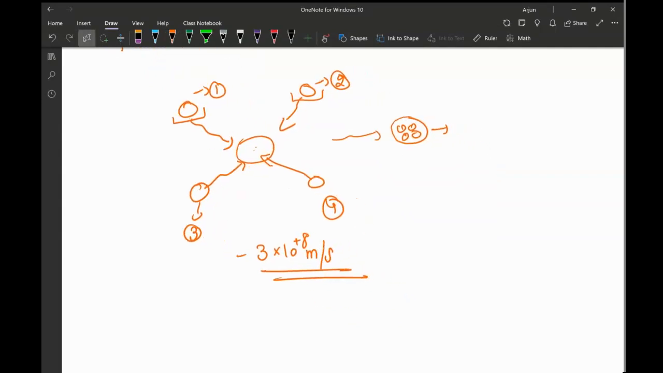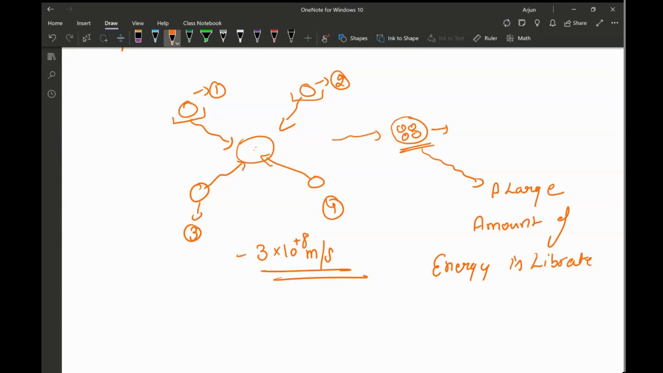And once this nucleus is formed, a large amount of energy is liberated. A large amount of energy is liberated. That is called binding energy.